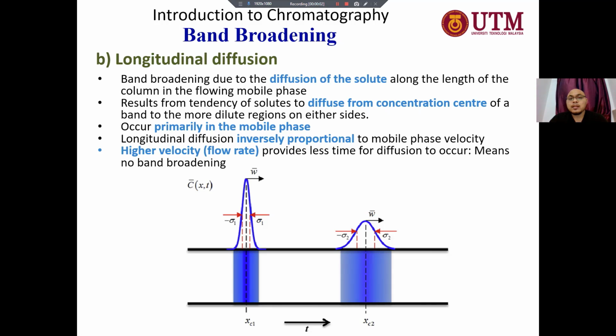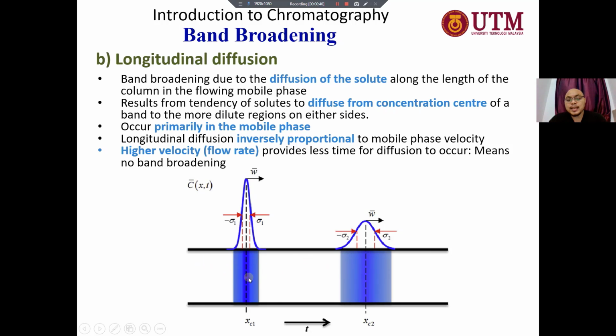Okay, next, let's look at another source of band broadening, which is longitudinal diffusion. It is band broadening due to diffusion of solutes along the length of the column in the flowing mobile phase. It results from the tendency of solute to diffuse from the concentrated center of a band to more dilute regions on either side. Longitudinal diffusion is the diffusion of the solute along the length of the column.